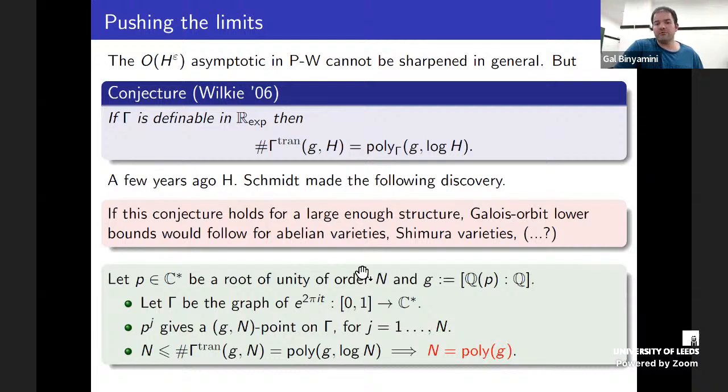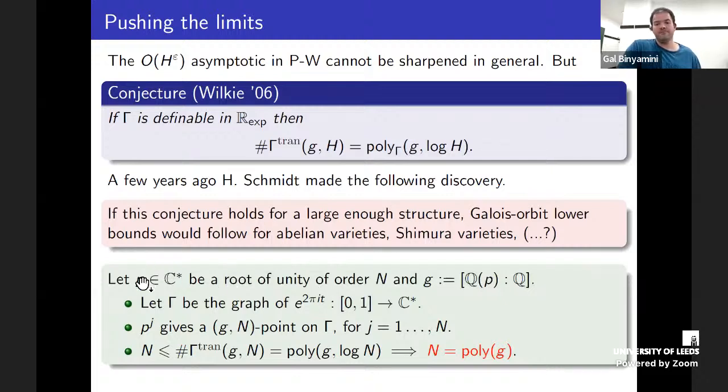And if you try to do the same thing for abelian varieties, then we don't know such a precise description. So what I'm saying is that I'll give you a different proof that works without going through this lemma of Gauss. And that proof actually works for abelian varieties, and it works in the same way for other contexts. So the idea is as follows. Let's look at the graph of e to the 2 pi i t, going from the unit interval to C star.